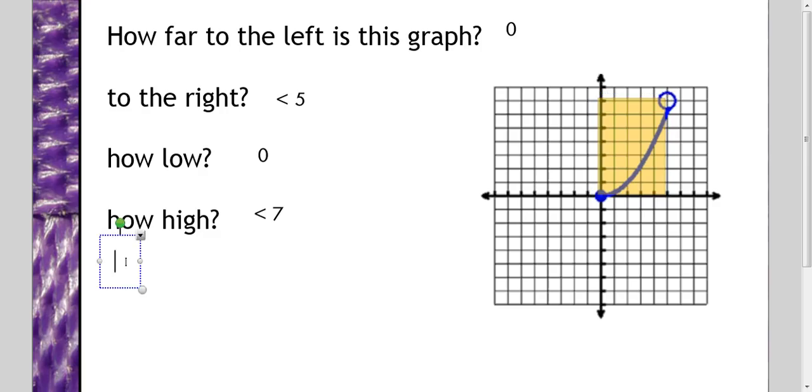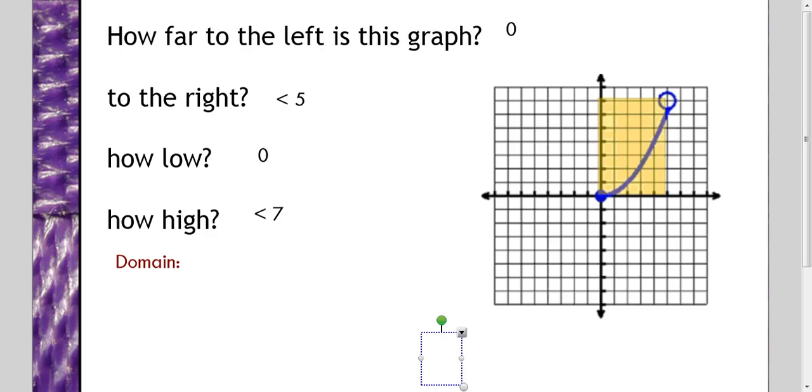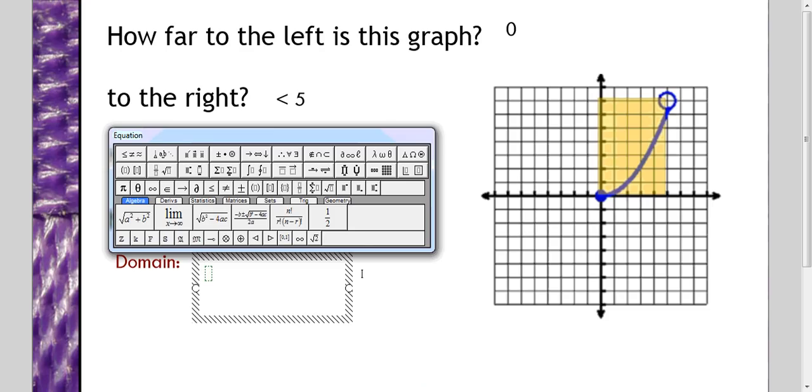So on this one here, domain. Get my equation in here. So how far to the left does this graph go? It starts at 0, so I'm going to put in 0. 0 is included, so I'm going to say less than or equal to. We're talking about domain, so that's left to right. That's my x-axis. How far to the right does it go? Now, we already said it doesn't include 5, as I have this open circle here, so then I'm just going to say less than 5.